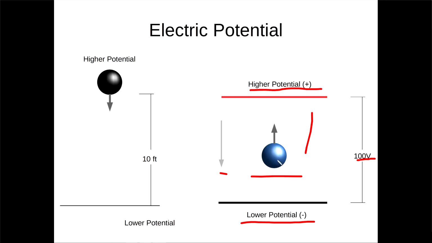So this electron will want to move from a lower potential to a higher potential. It's kind of opposite of what's going on over here with the ball. Remember, the ball moved from a higher potential down to a lower potential. It wants to fall back down to the earth, whereas the electron wants to go from a lower potential to a higher potential.